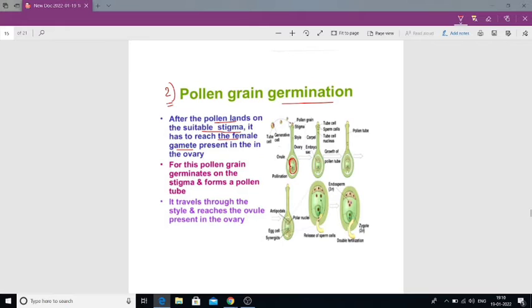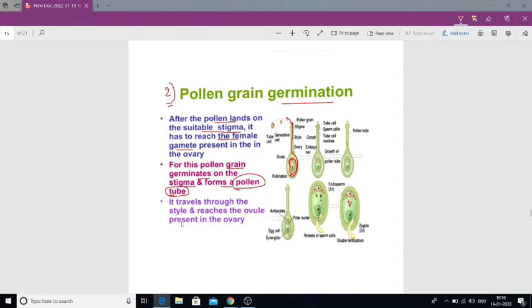Okay, whenever the pollen grain has attached to the stigma, it has to reach inside the ovule, to the egg cell. For this, the pollen grain germinates on the stigma and forms a tube, known as the pollen tube. The pollen tube is like a channel. Once it forms this channel, the pollen grain can easily go towards the ovary.